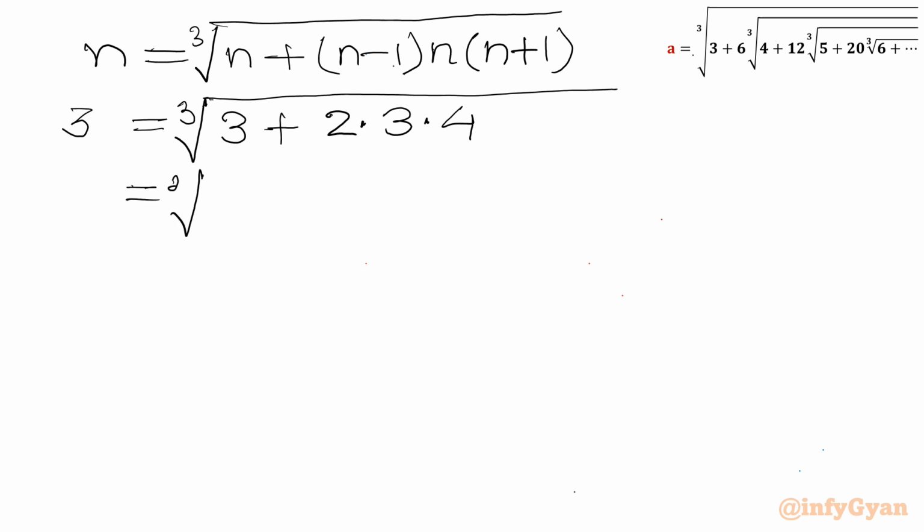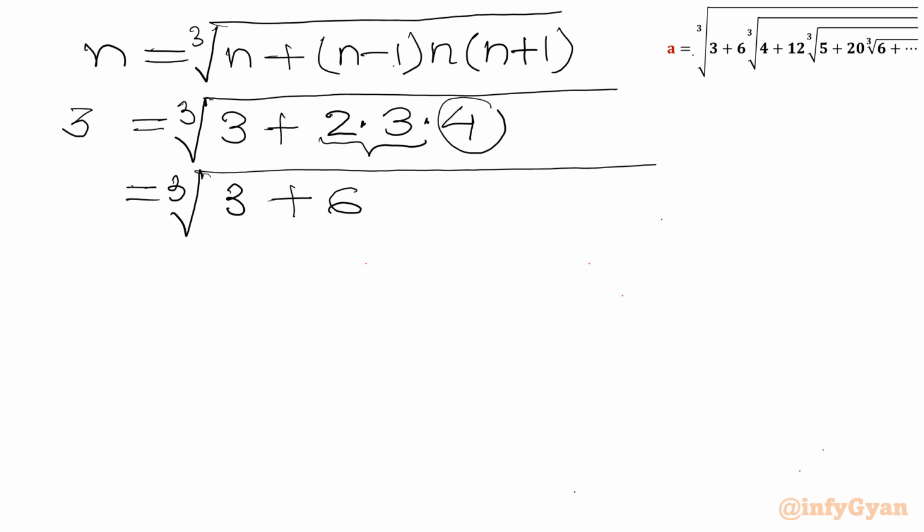Further I can write cube root of 3 plus 2 times 3, it is 6. And then we can apply the recursion formula, the same formula, here for 4. So I can write 6 times cube root of. Now consider n equal to 4. So I can write 4 plus 4 minus 1, 3, times 4 plus 1, 5.